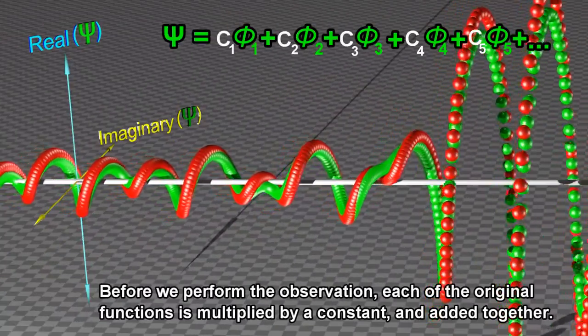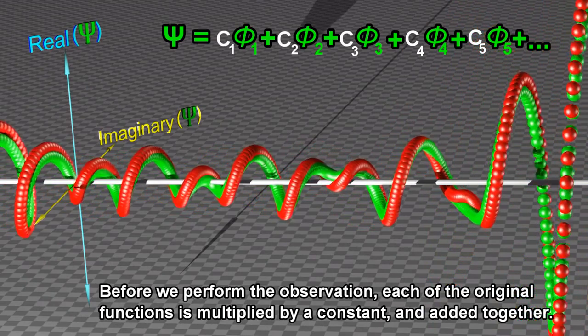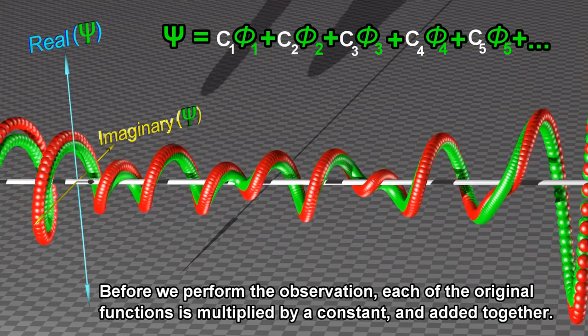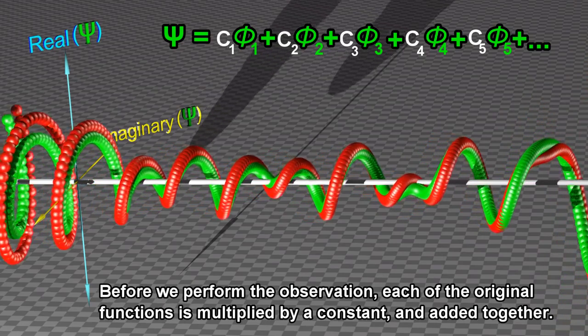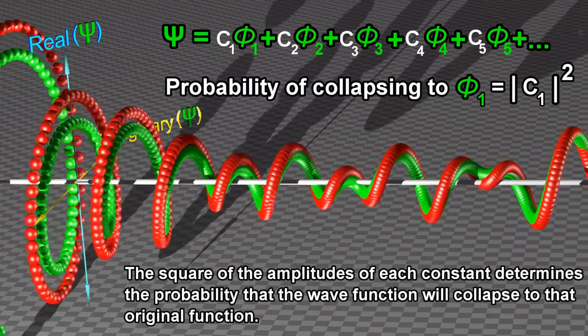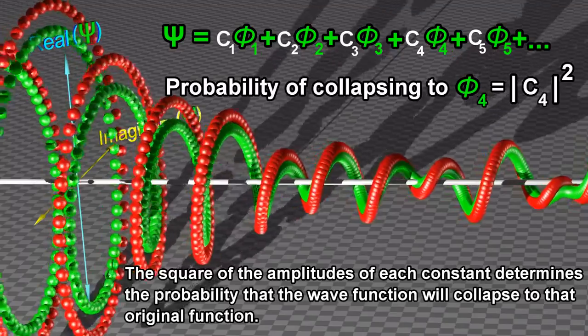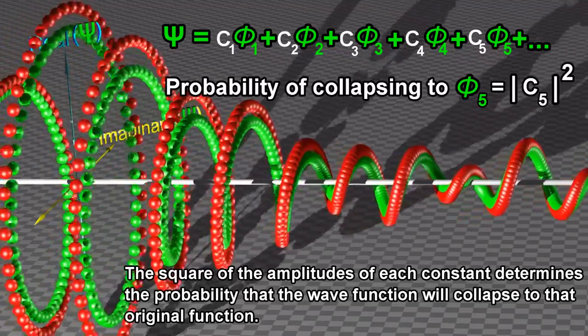Before we perform the observation, each of the original functions is multiplied by a constant and added together. The square of the amplitudes of each constant determines the probability that the wave function will collapse to that original function.